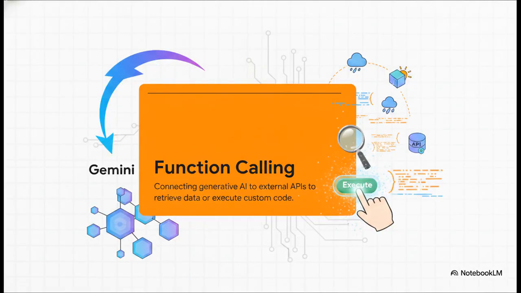But what if your application needs real-time data? Well, that's where function calling comes in. This capability allows you to seamlessly link Gemini to external APIs. For example, if you want your app to know the current weather, you can add a function declaration.